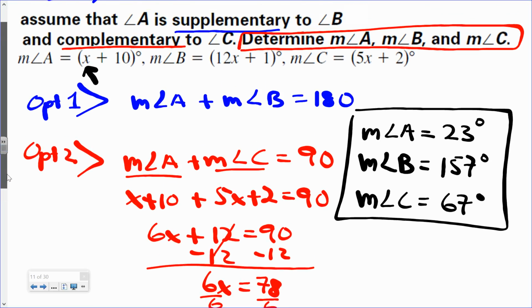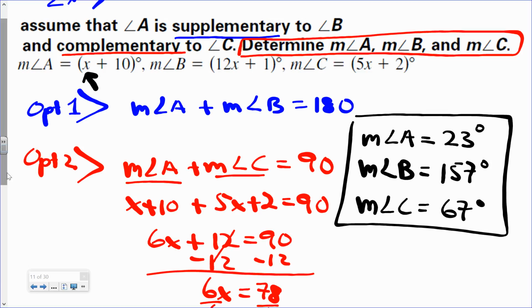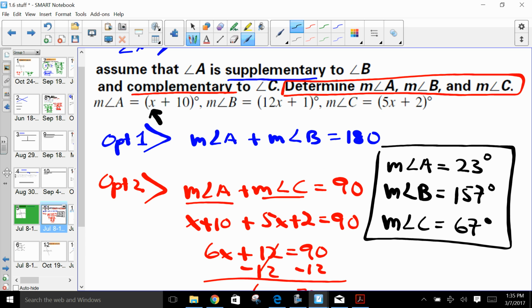We can verify that we're right in case you're a self-doubter. Look at A and B. If they add up to be 180, they do. Look, 157 plus 23 is 180. And then look at A and C. 23 plus 67 is 90. It works out.